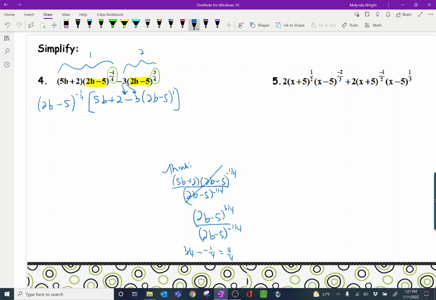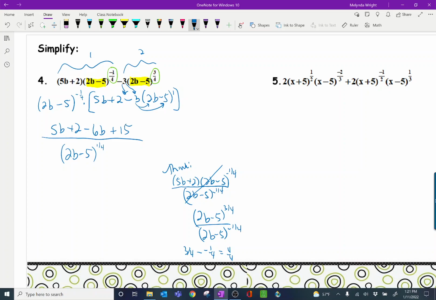These are attached by multiplication, so I'm going to pull that down to the bottom. So (2b − 5)^(1/4). And in the numerator, we've got the 5b plus 2. Now let's distribute the negative 3. So negative 3 times 2b is negative 6b. Negative 3 times a negative 5 is a positive 15.